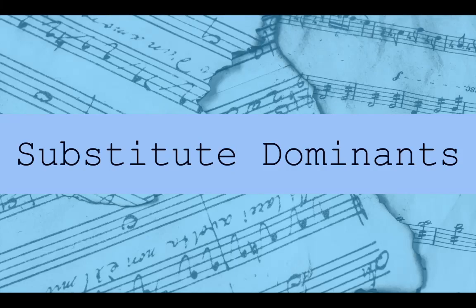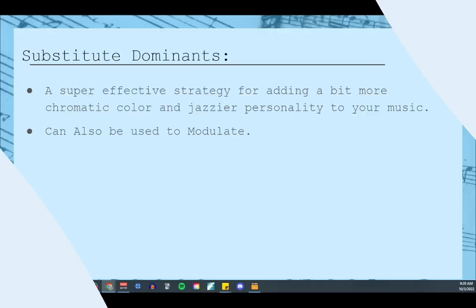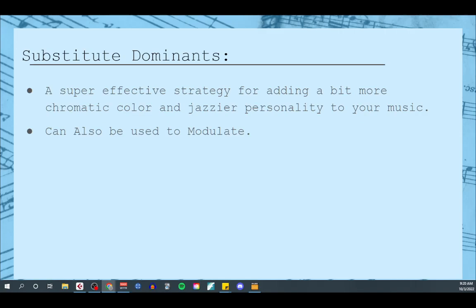Let's talk about substitute dominants. The substitute dominant is a super effective strategy for adding a bit more chromatic color and a jazzier personality to your music. It can also be used to modulate.